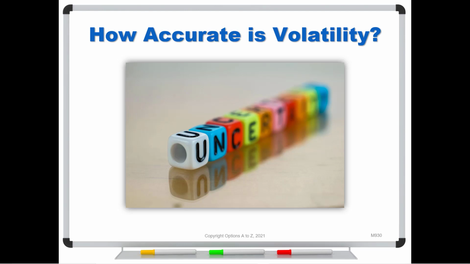Because when you're looking at your broker's platform, you see a number, and it leads new traders to think that it is, for some reason, super accurate. And then they use this number to base all of their calculations for whether they should sell naked puts or whether they should do this strategy or that strategy. So it's a good question. Let's take a look at how accurate this volatility number is that you're looking at.